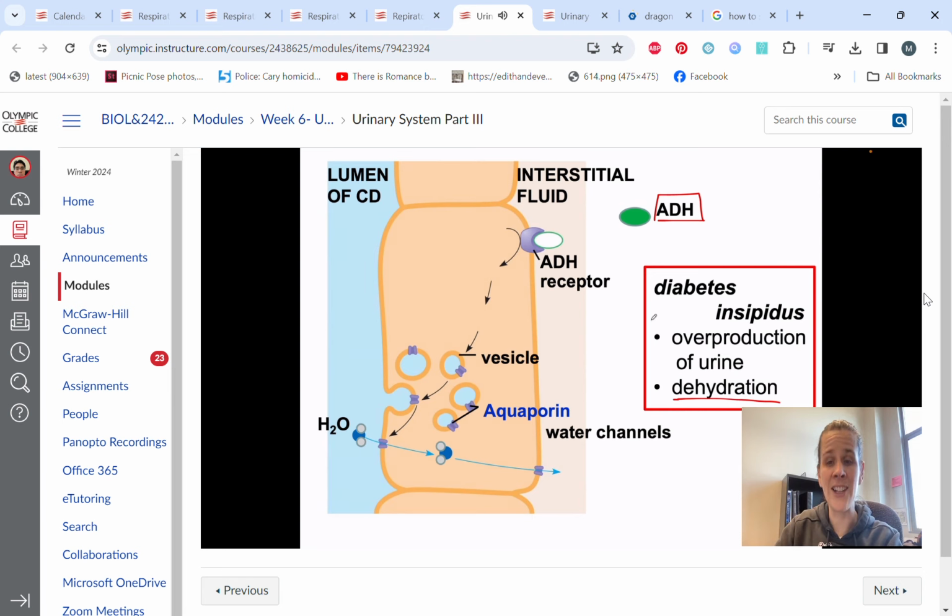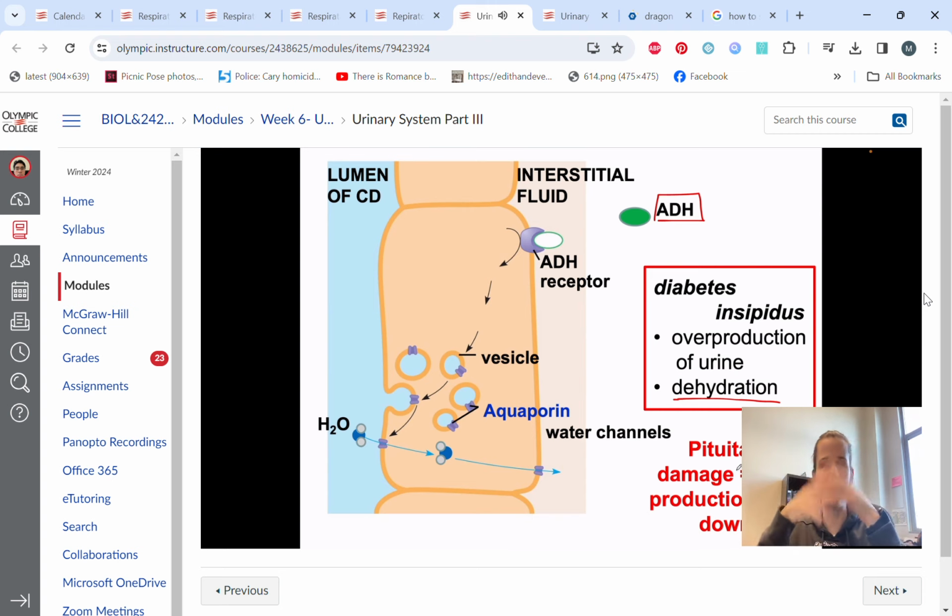So this can actually occur because of pituitary damage. Recall your pituitary gland sits on the base, or the inferior side, of your brain, and it sits inside that sella turcica. If you have a blunt force impact that occurs on your head, you can damage that pituitary gland.